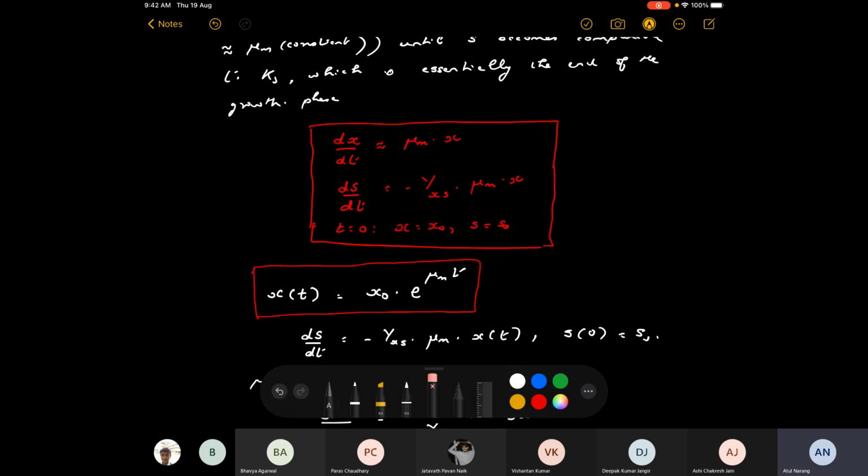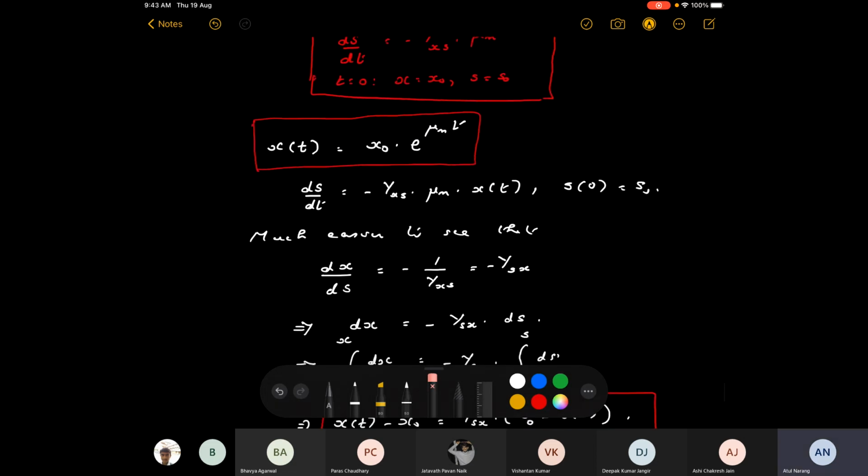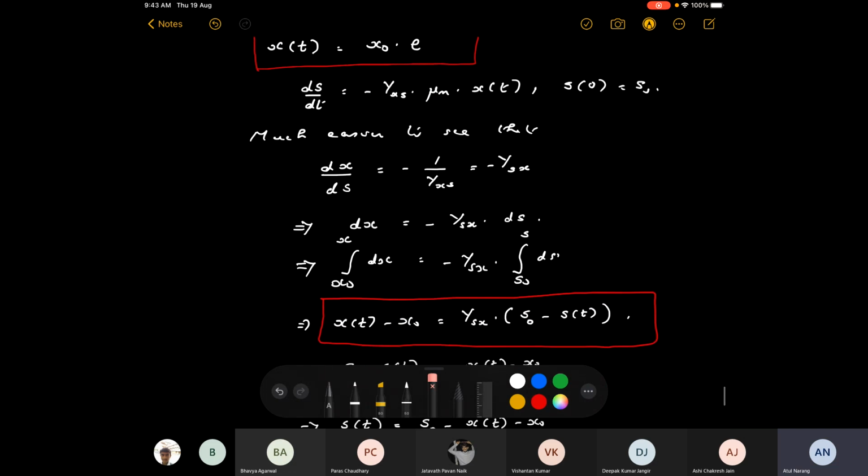And then dS/dt is basically minus Y_xs times mu times S. Okay? And this we solved. We found out that x of t increases exponentially as x0 e to the power mu m t. And the second thing I showed was that the change in S, the second equation, which is shown over here, x of t minus x0 equals Y_sx times S0 minus S of t.